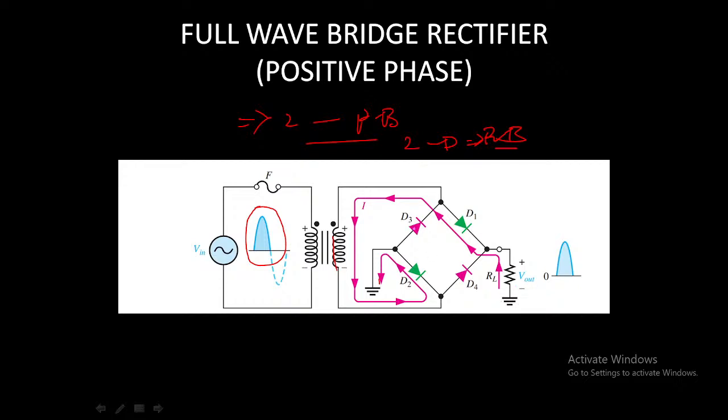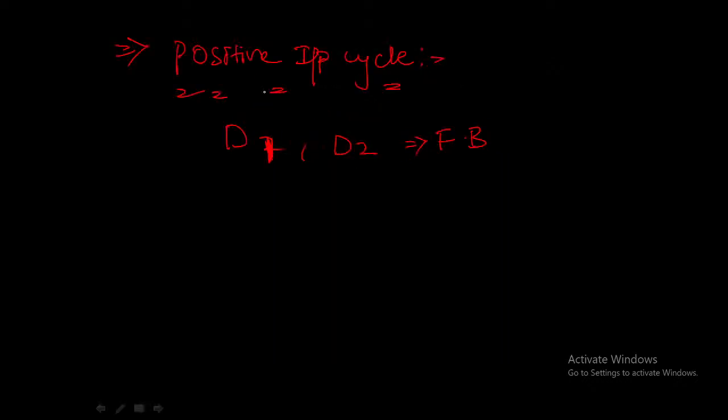So D1 and D2 will conduct and D3 and D4 are reverse biased. I will write it here. This is for the positive input cycle. D1, D2 are forward biased as well as D3, D4 are reverse biased. So this is the working of the positive input cycle.